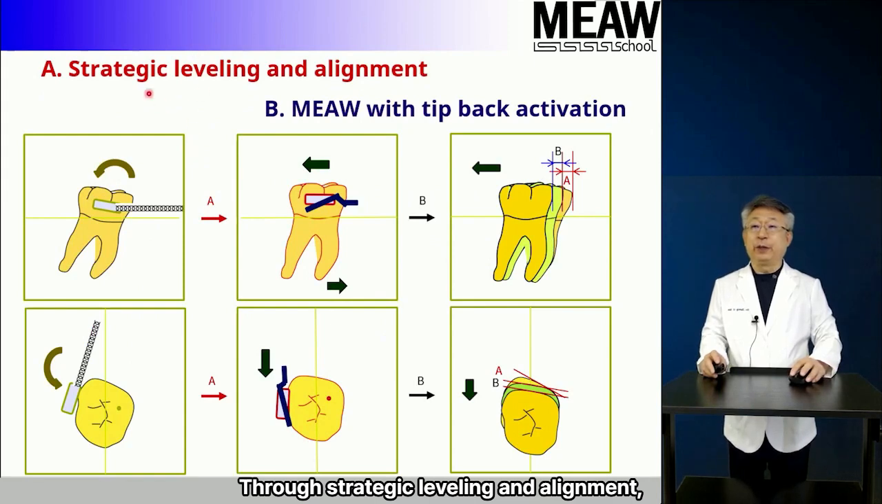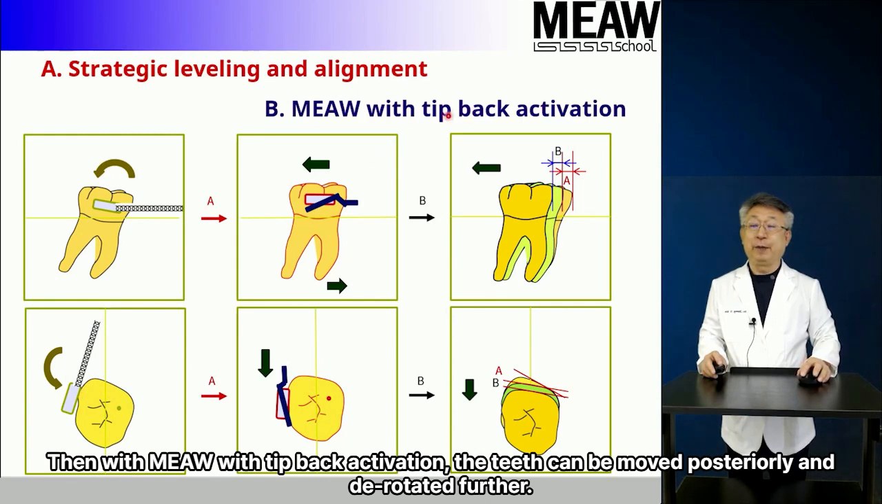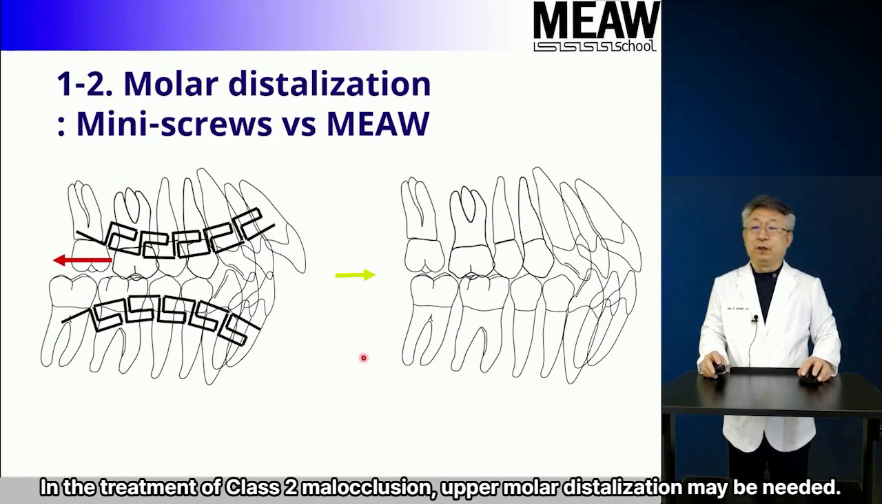Through strategic leveling and alignment, not only mesially angulated teeth can be uprighted, but also mesially rotated terminal molars can be derotated and turretated. Then with MEIW with tip-back activation, the teeth can be moved posteriorly and derotated further. In the treatment of class 2 malocclusion, upper molar distalization may be needed.